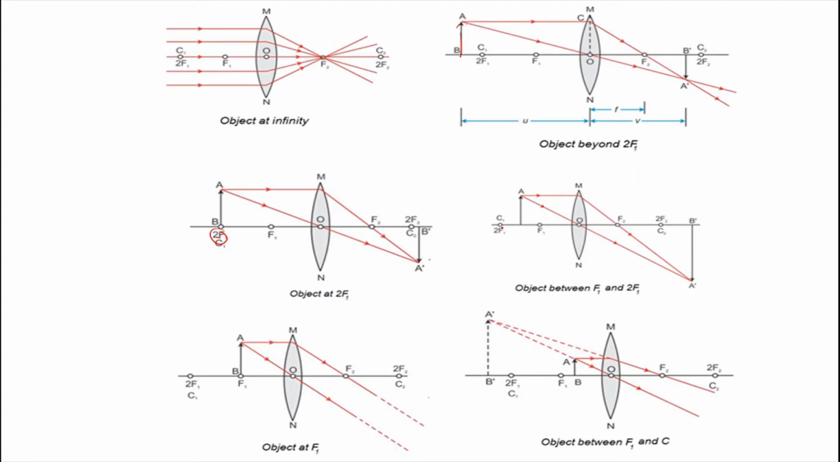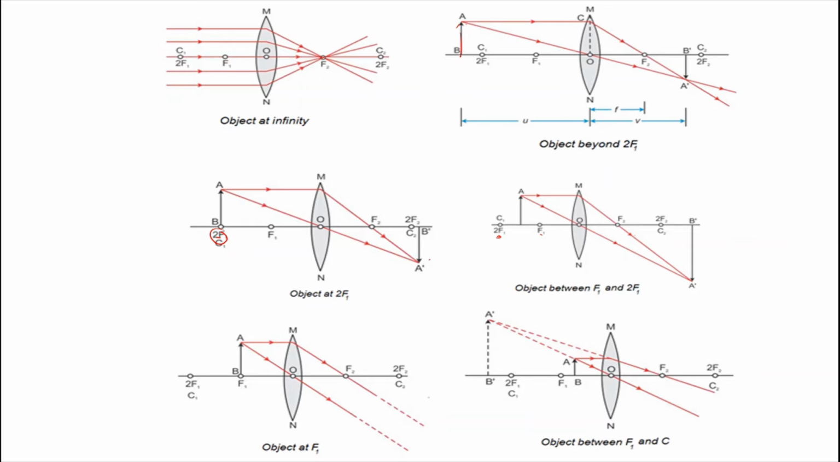When you bring the object between 2f and f, that means close to the focal length, in that case the size of the image starts increasing. It enlarges, and it goes away from the center of curvature. So it goes ahead of the center of curvature.